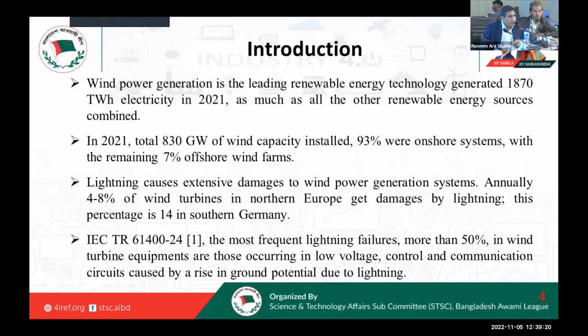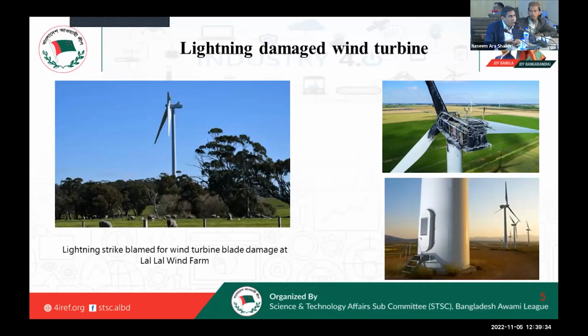And IEC technical report 61400 is especially the technical report for wind turbine generation systems. The most frequent lightning failures, more than 50% in wind turbine generation, are those occurring in the low voltage control and communication circuits, caused by the rise in ground potential due to lightning. So these are some pictures of lightning strikes on the blades of a wind turbine damaged at a wind farm, and there are also some pictures of lightning damage.